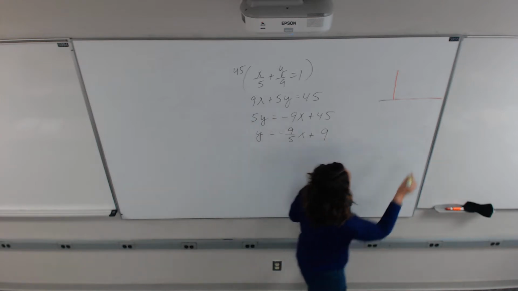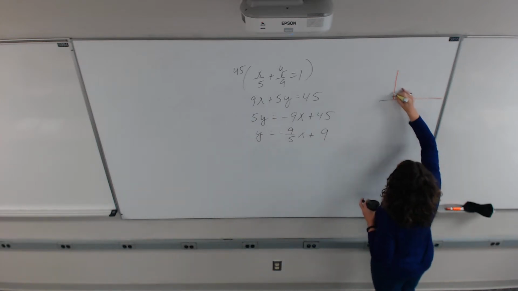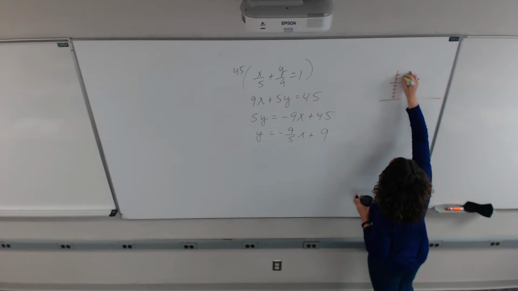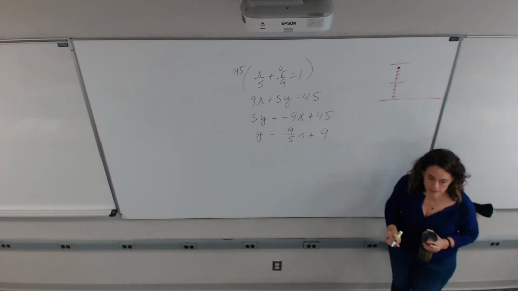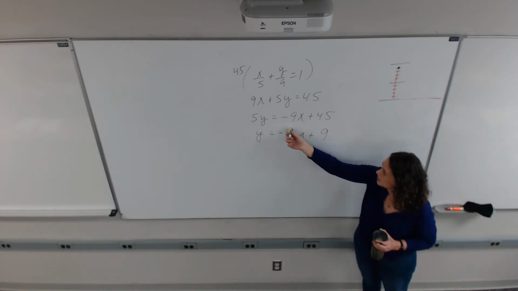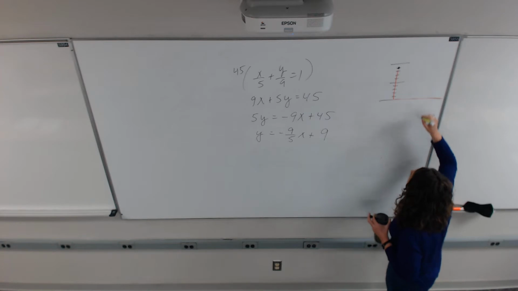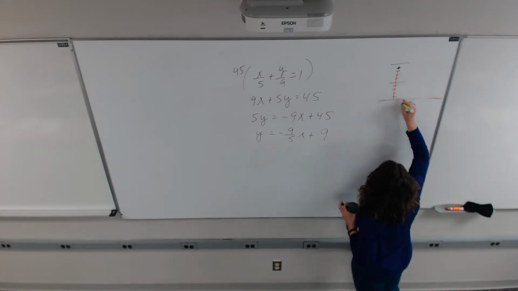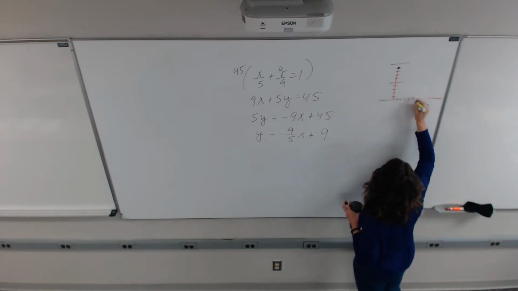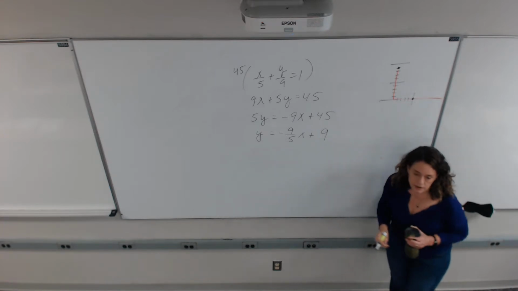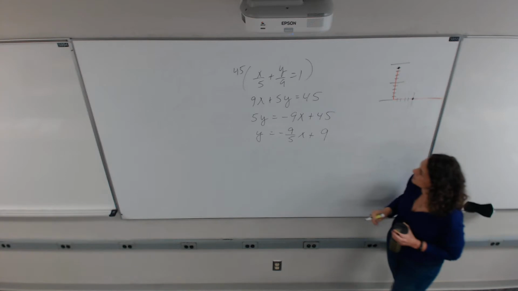All right? So over here on the graph, 1, 2, 3, 4, 5, 6, 7, 8, 9, 10. It crosses the y-axis at 9, has negative slope, drops down 9, goes right 5. So it's going to drop down 9 and go right 1, 2, 3, 5, which means it intersects as well right there, at 5, 0.